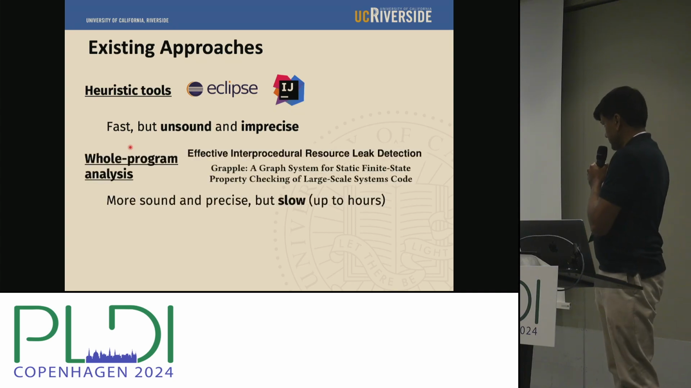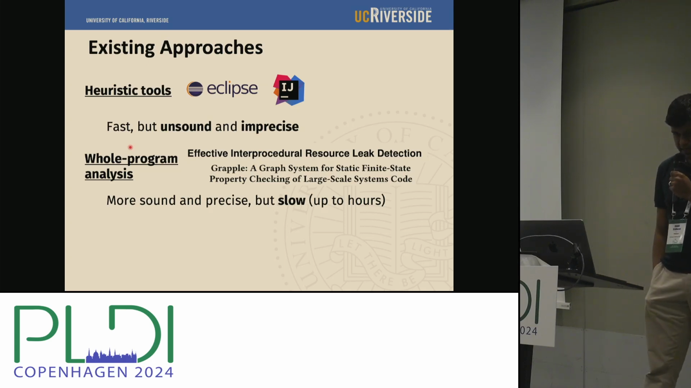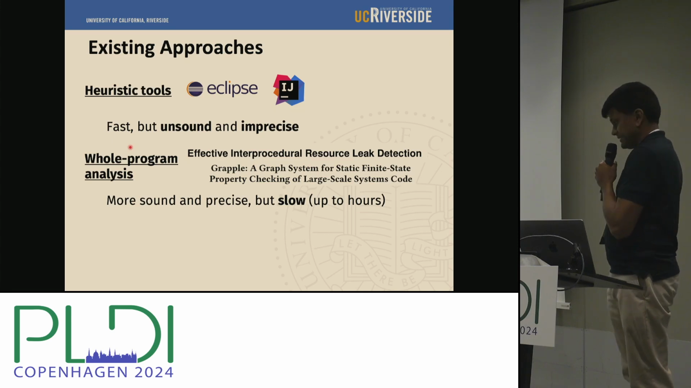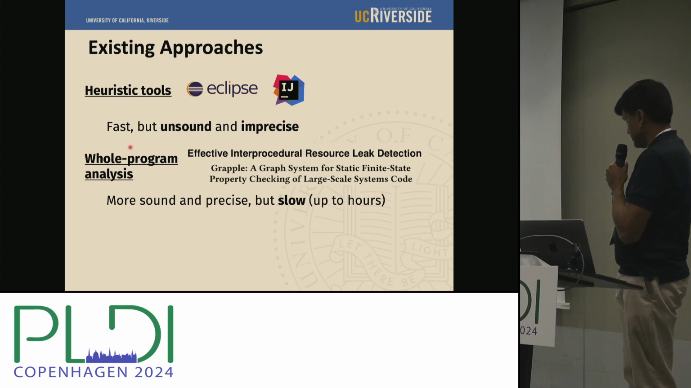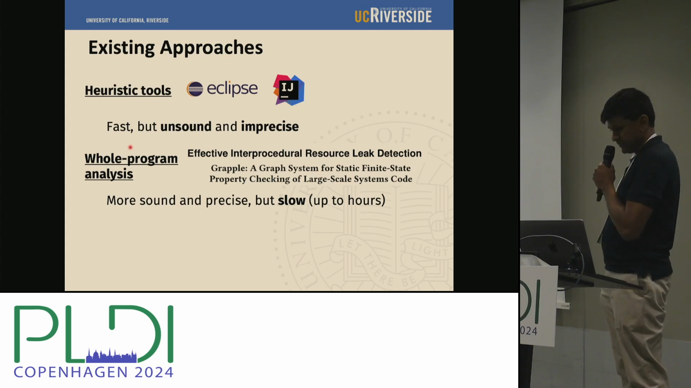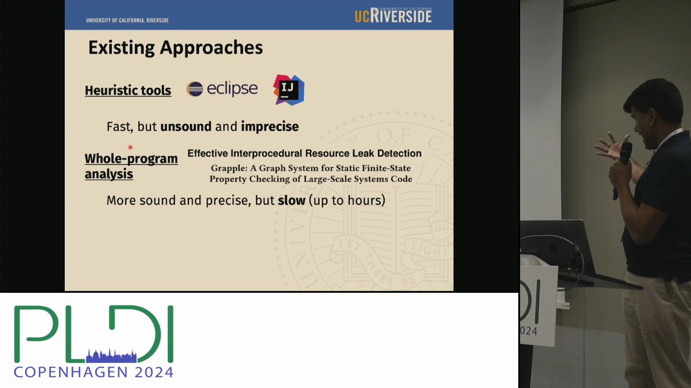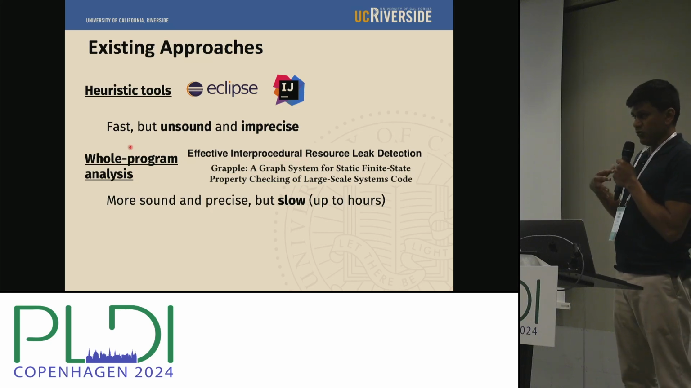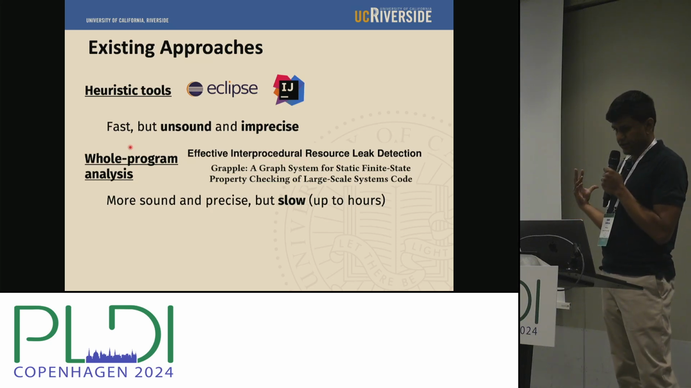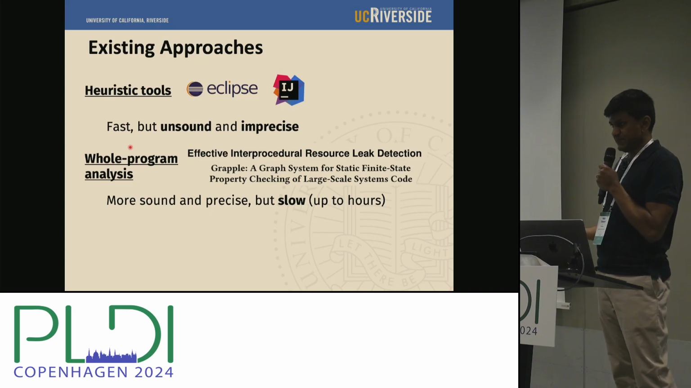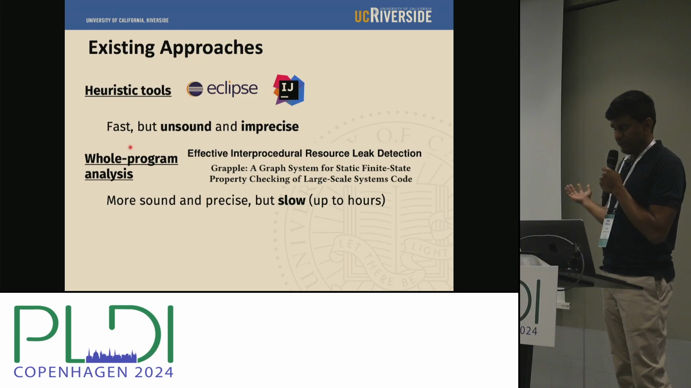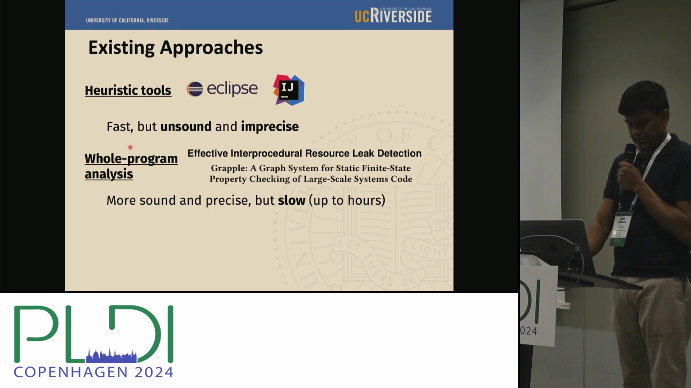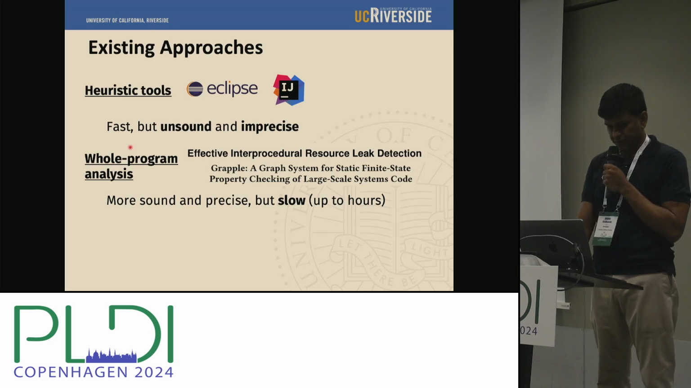Another approach, which has been pursued in multiple different systems, is whole program analysis. For example, there's a very nice paper from ICSE 2010 by Emina Torlak and Satish Chandra, effective interprocedural resource leak detection. And people have built on this. Grapple is a recent system that does this kind of whole program analysis. Tends to be more sound, catches more issues, more precise than the heuristic tools, but it can take a long time to analyze a big program. We'll show for Grapple, it's on the order of hours for larger programs. So that's not great if you're trying to fit this into your developer workflow.